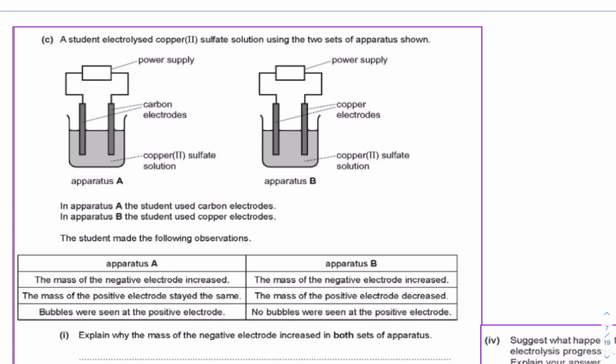A student electrolyzed copper(II) sulfate solution using the 2 sets of apparatus shown. In apparatus A, the student used carbon electrodes, so let's write that down so that we acknowledge it. And in apparatus B, they used copper electrodes. The student made the following observations. In apparatus A, the mass of the negative electrode increased, the mass of the positive electrode stayed the same, and bubbles were seen at the positive electrode. In apparatus B, the mass of the negative electrode increased, the mass of the positive electrode decreased, and no bubbles were seen at the positive electrode.